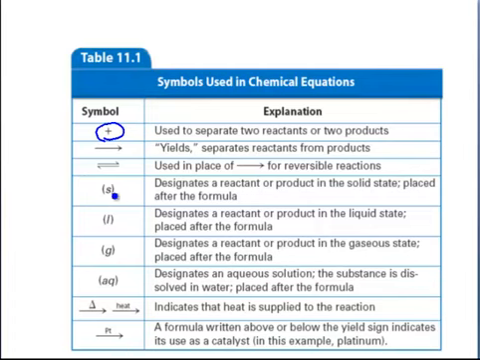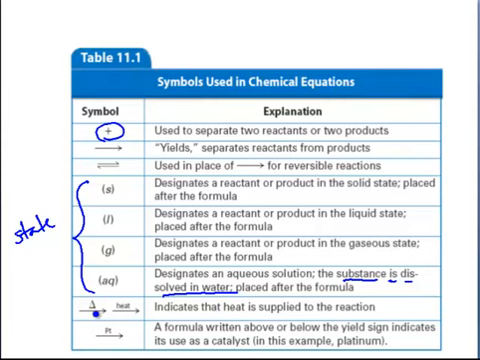The S designates you're in a solid state. These are my state symbols, your state of matter. S is for solid, L is for liquid, G is for gas, and AQ is aqueous. It means the substance is dissolved in water. It's not just liquid, it's actually dissolved in water. The crystalline substance, which is probably a solid at one time, is now dissolved in water.